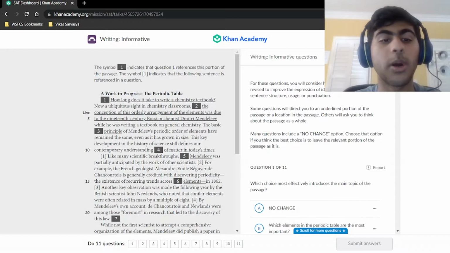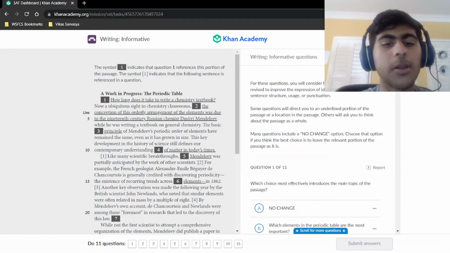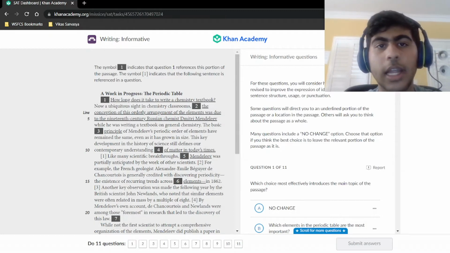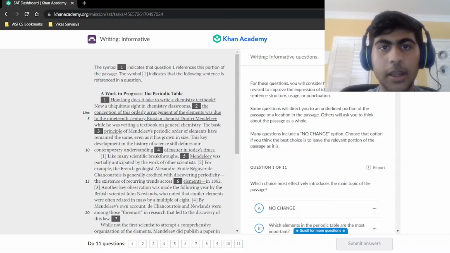This one is called A Work in Progress, the Periodic Table. As always, we're going to be going through all 11 questions of this passage. We're going to read through this entire passage so that you get an idea on how to approach these writing informative passages and are ready to ace the SAT writing and language section.